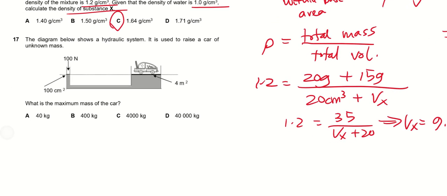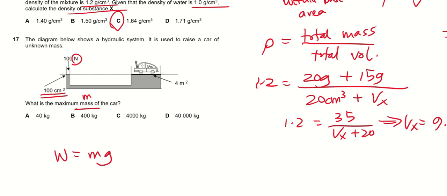Okay, question 17, it shows a hydraulic system is used to raise a car of unknown mass. What's the maximum mass of the car? They're asking for mass. Over here is given as weight or force. So W equals mg. Okay, sorry, I think I messed up. Okay, they are asking for mass. So W equals mg. Later we have to apply this.